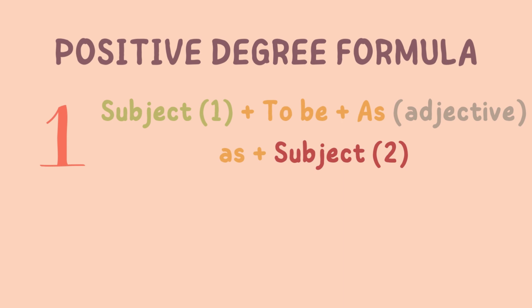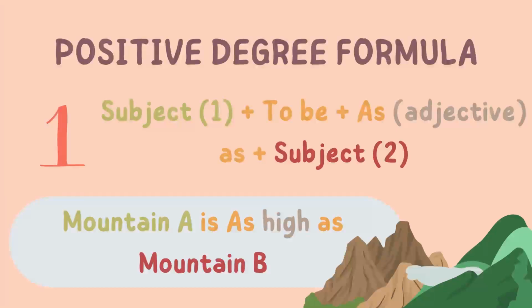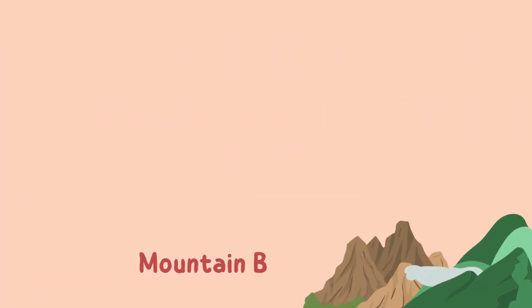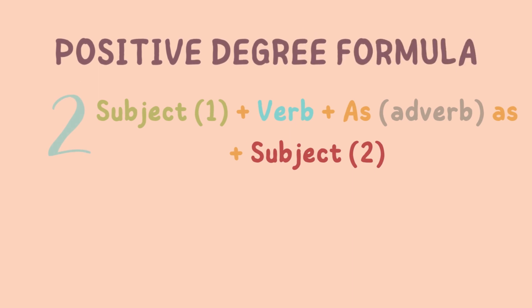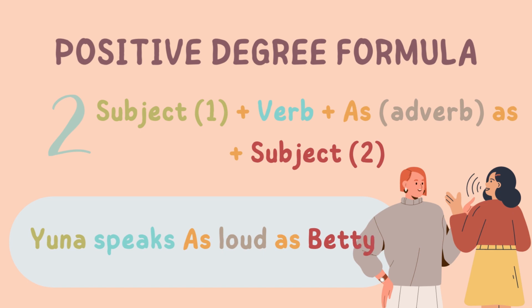Positive degree formula. First formula is subject 1 plus to be plus as adjective as plus subject 2. Mountain A is as high as mountain B, mountain A being the subject 1, high is an adjective, and mountain B is the subject 2. The second formula is subject 1 plus verb plus as adverb as plus subject 2. Yuna speaks as loud as Betty. Yuna is the subject 1, speaks is verb, loud is adverb, and Betty is the subject 2.